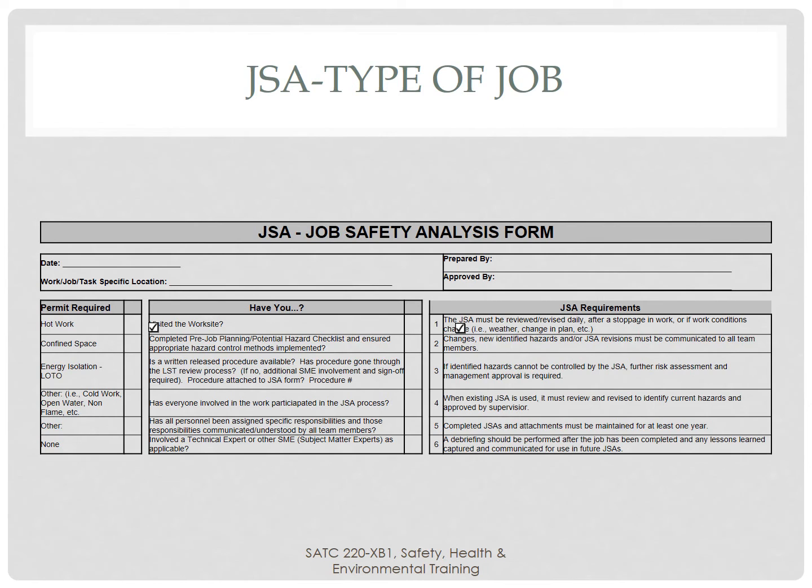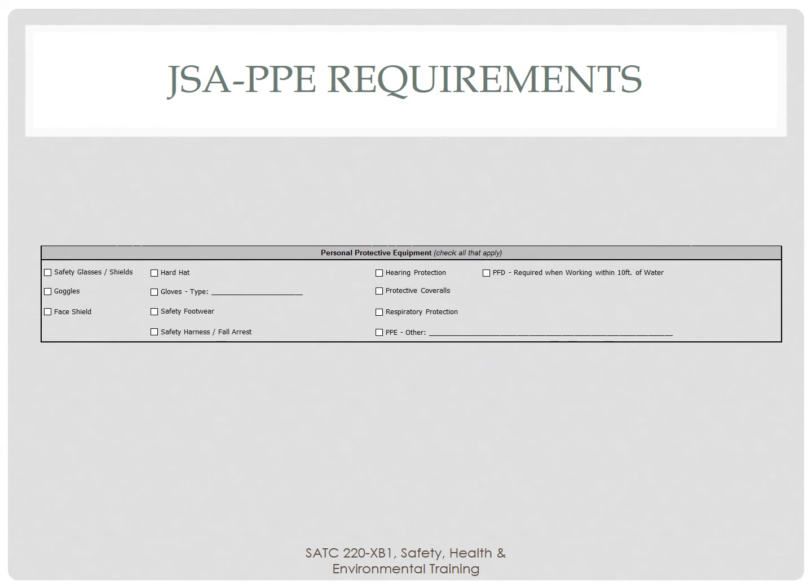So we've done our job safety analysis form, type of job. We moved into the type of PPE required: safety glasses, goggles, hard hat, gloves. We have not yet identified the type of glove, but it is a firm requirement in your PPE. And then other selections that you would identify as you're doing your JSA.